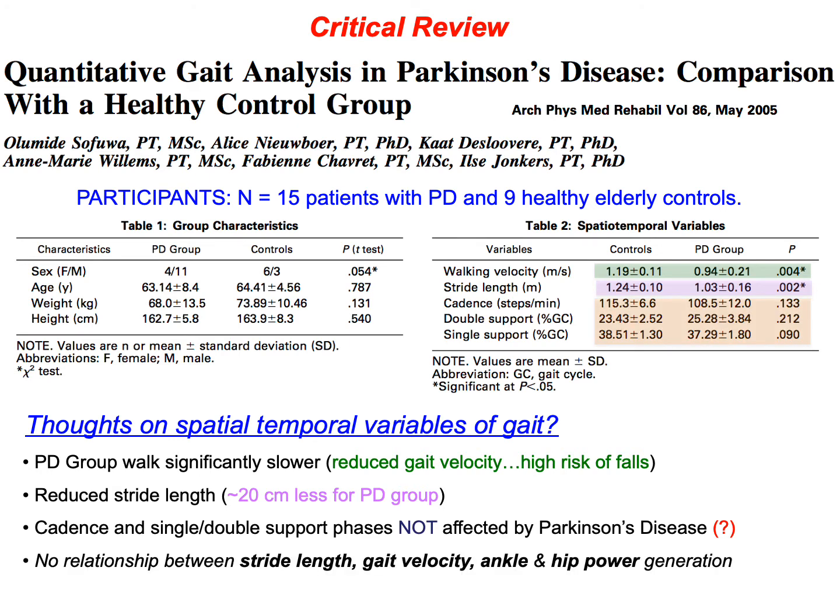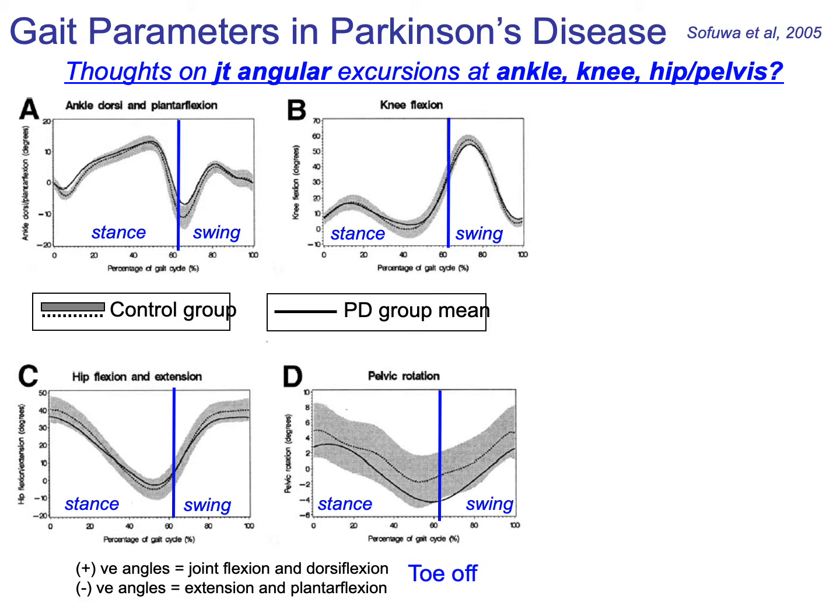Okay. They also found that there was no relationship between stride length, gait velocity, and ankle and hip power generation. So they also did some correlation analysis, and I'll get to those in a second. Now I went through and pulled out some figures in the next few slides just for discussion amongst ourselves. So I'll lead that discussion.